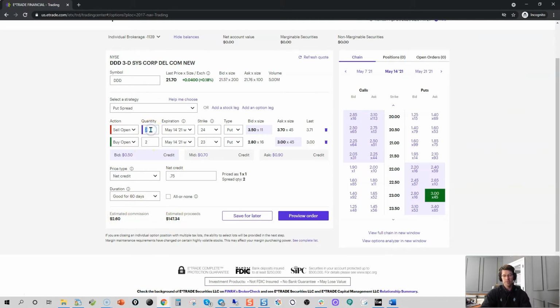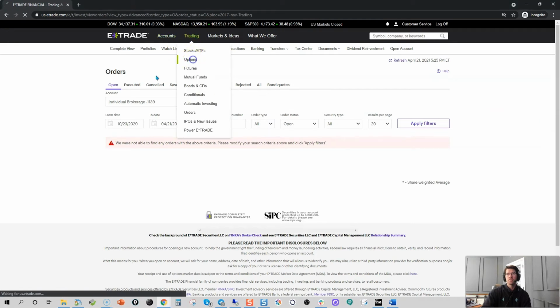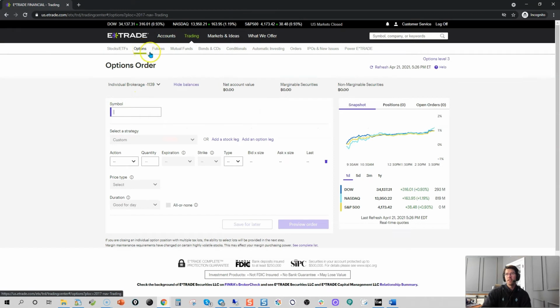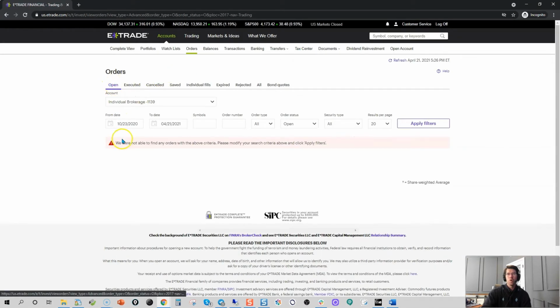If I go back to 1, just to make this really simple, right there, okay, I can preview the order and place that trade. If and when that trade is placed, I just go into accounts. I can go into my orders tab. I actually go back to trading options really quickly. I just skipped ahead. If I go into trading options and I go into orders, another tab up here in the top, you can see what positions are open.